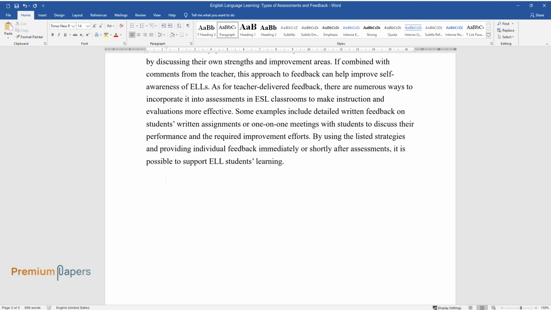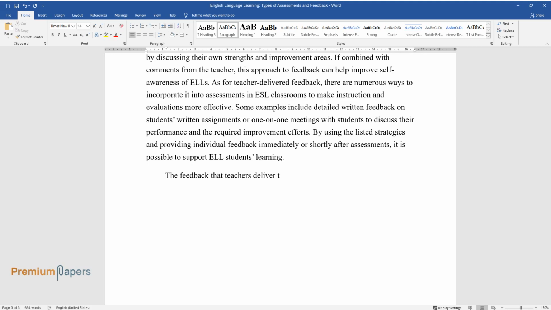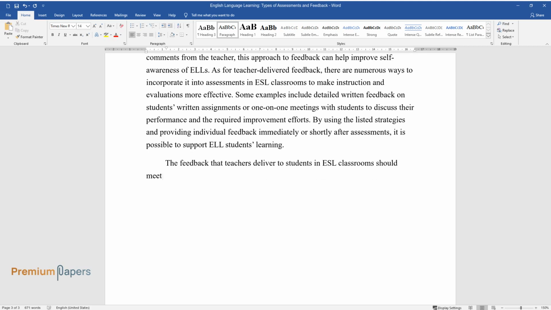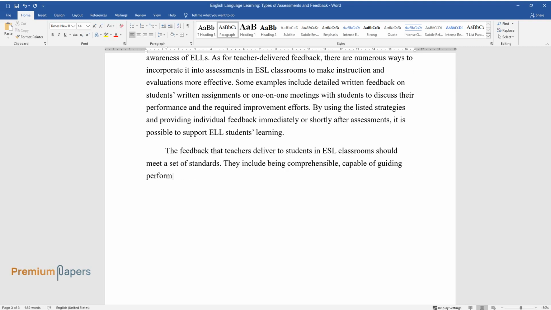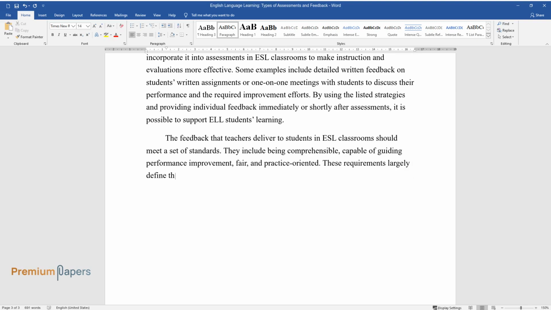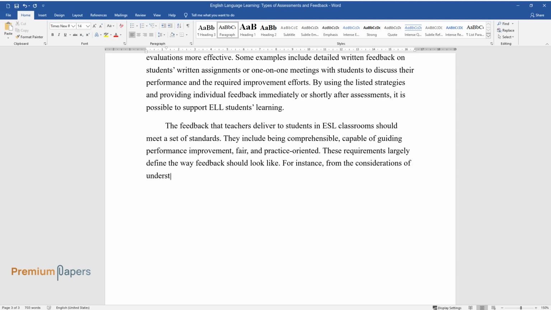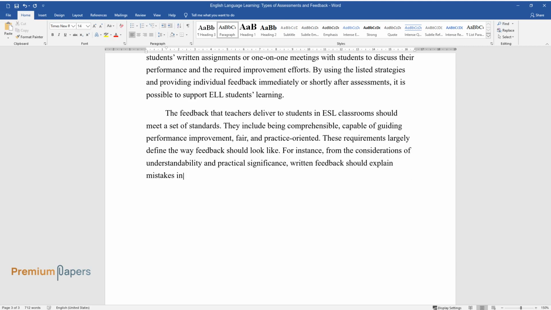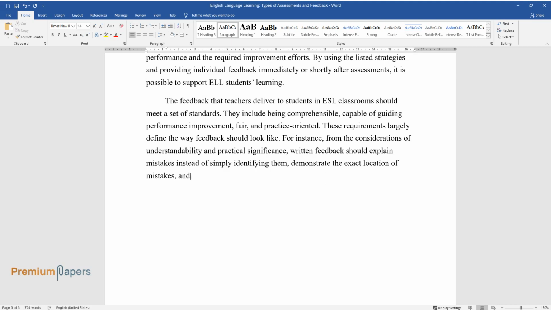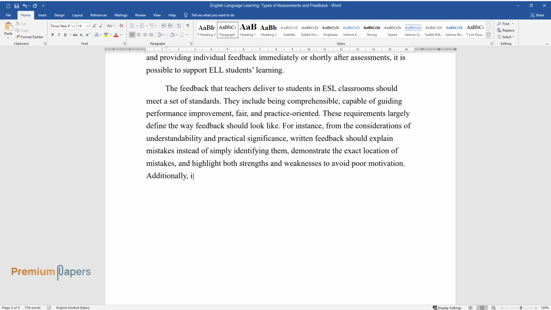students' learning. The feedback that teachers deliver to students in ESL classrooms should meet a set of standards. They include being comprehensible, capable of guiding performance improvement, fair, and practice-oriented. These requirements largely define the way feedback should look like. For instance, from the considerations of understandability and practical significance, written feedback should explain mistakes instead of simply identifying them, demonstrate the exact location of mistakes, and highlight both strengths and weaknesses to avoid poor motivation.